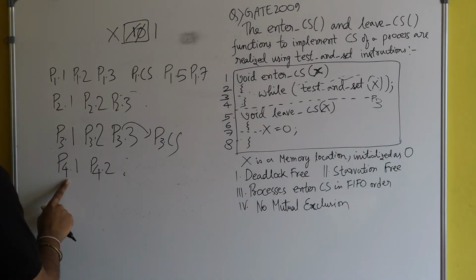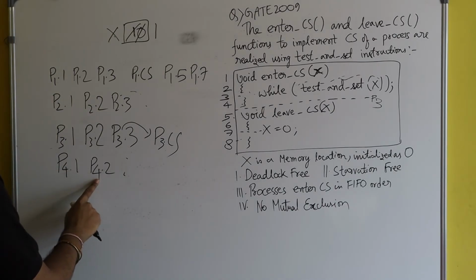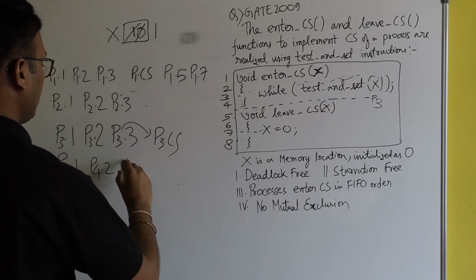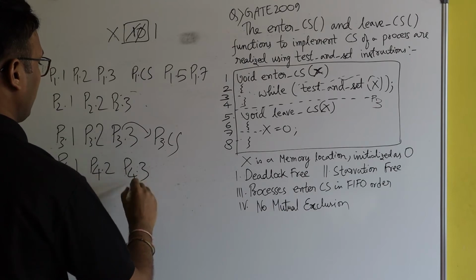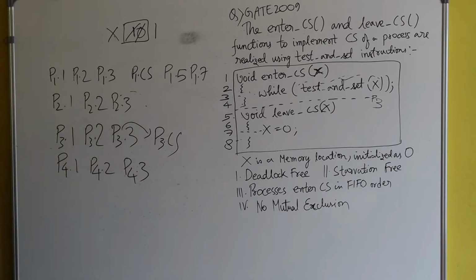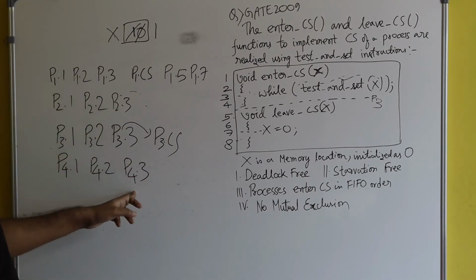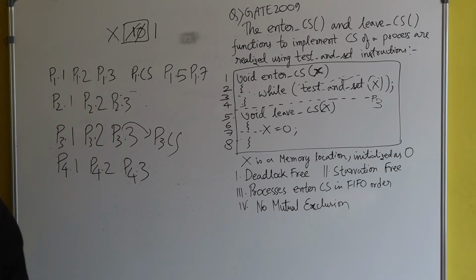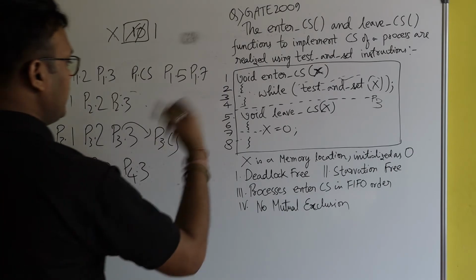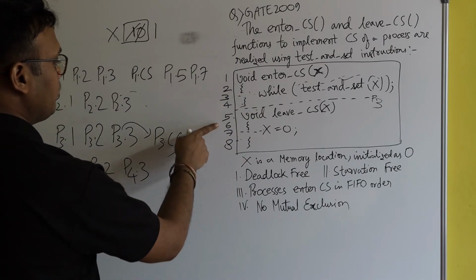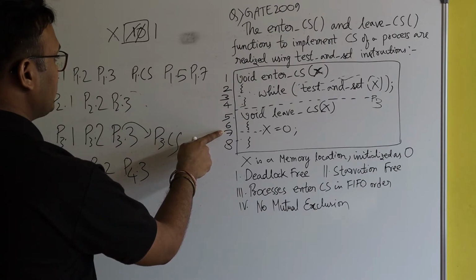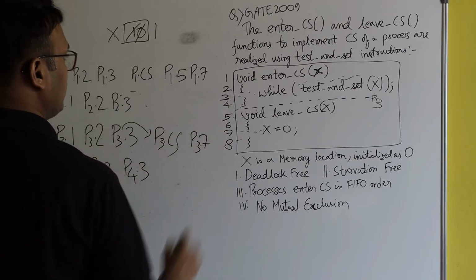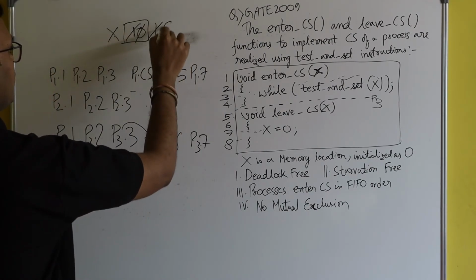After this, P4 is trying to enter, P4.1, P4.2, and now P4 will execute this line number 3, and now P4 is also stuck in the while loop. So now you see processes P2 and P4 both are stuck in the while loop. Okay. Now suppose process P3 came out from the critical section and executed this line number 7. So here I am writing P3.7. So the value of x again became 0 here.